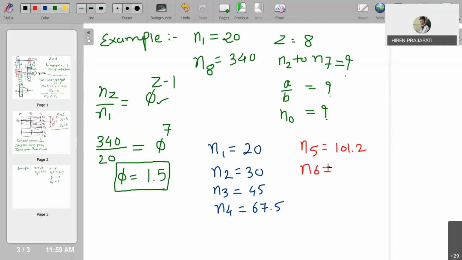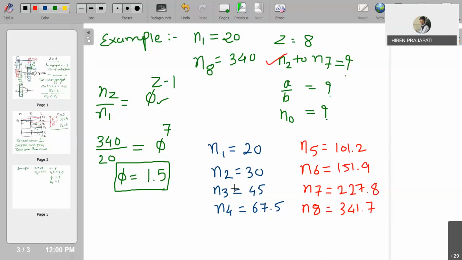N6 is 151.9, N7 is 227.8, and N8 is equal to 341.7, right? Okay, so our first task is over. We have found these intermediate speeds.